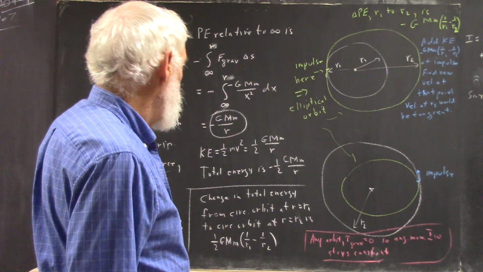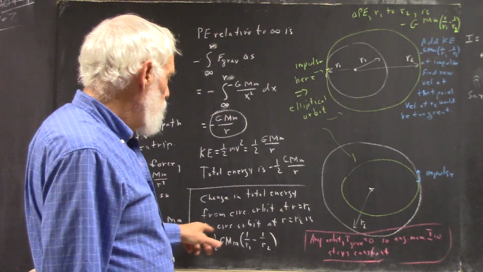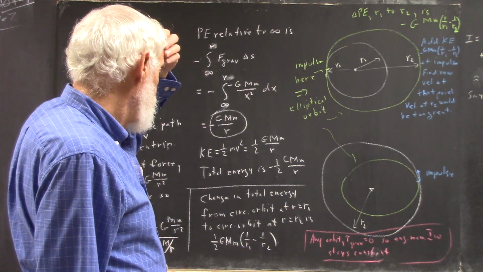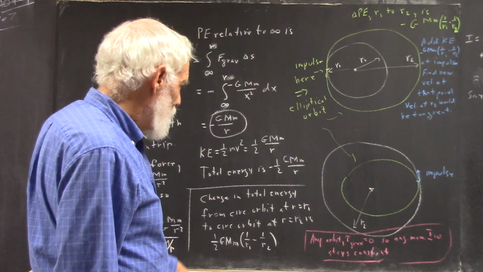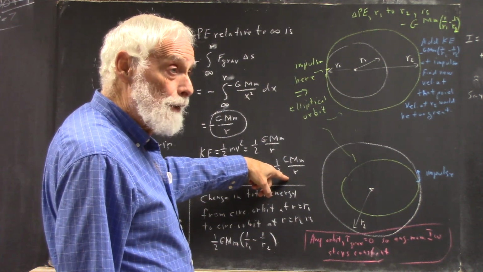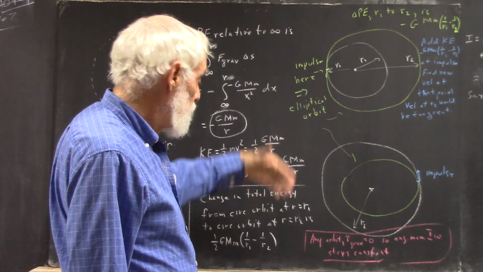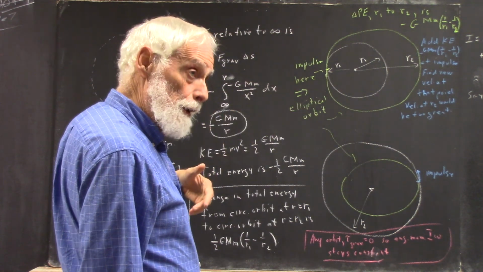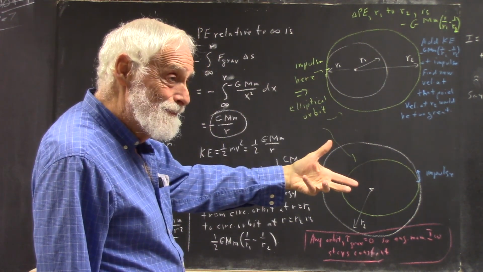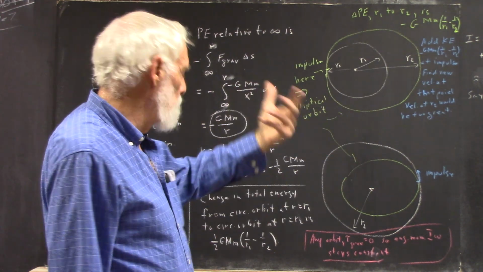Now, we want to talk about the change in total energy from circular orbit at R1 to circular orbit at R2. What's the change? Well, it's going to be this quantity evaluated at R2 minus the same quantity evaluated at R1, which means you're going to subtract the quantity at R1 from the quantity at R2. The quantity at R1 is negative.